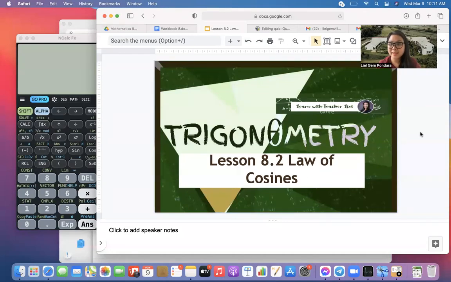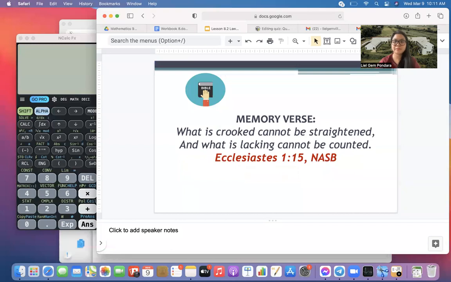Now to start with, let's recite today's memory verse. And it's found in, why can't I move? There. In Ecclesiastes 1 verse 15. It says, what is crooked cannot be straightened, and what is lacking cannot be counted.